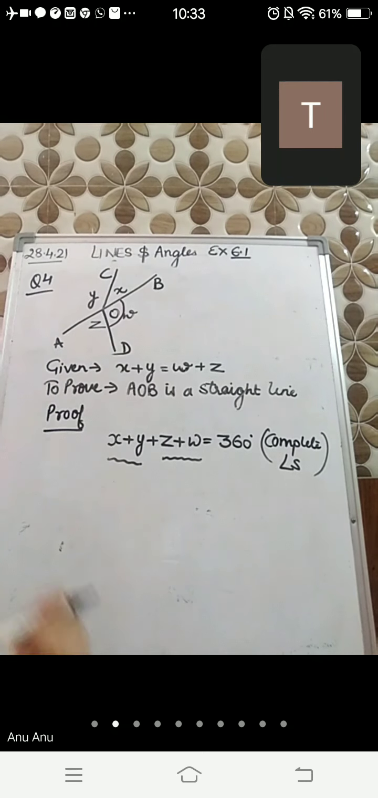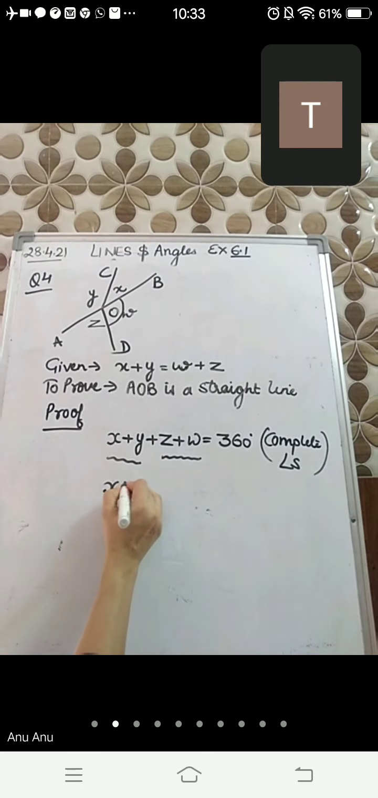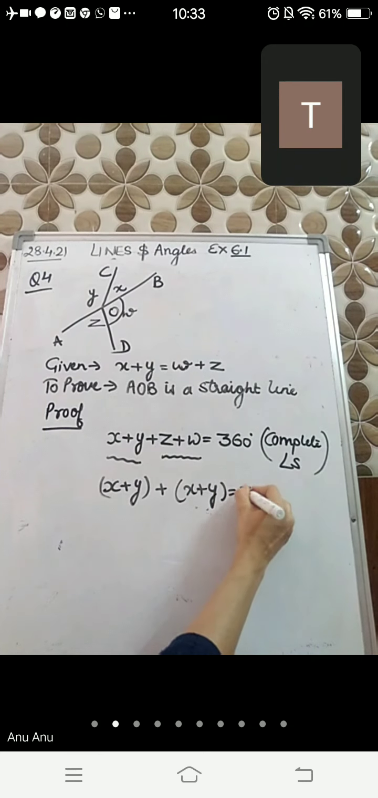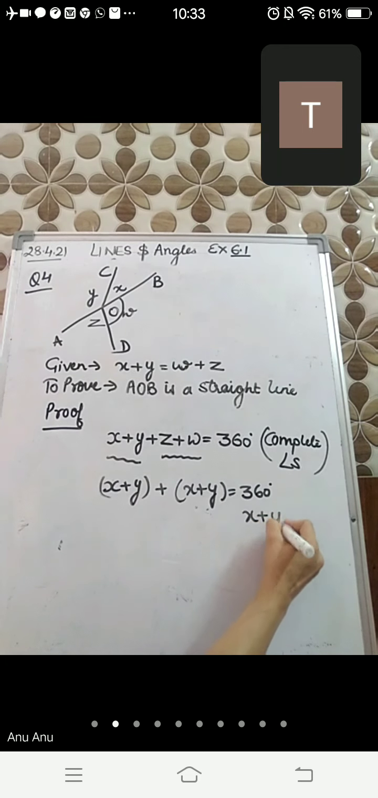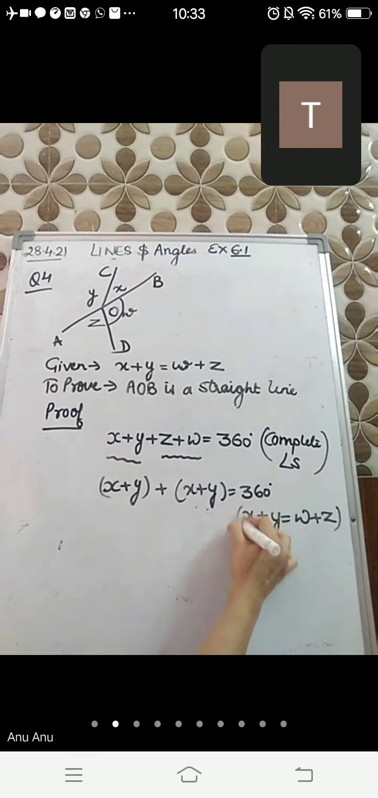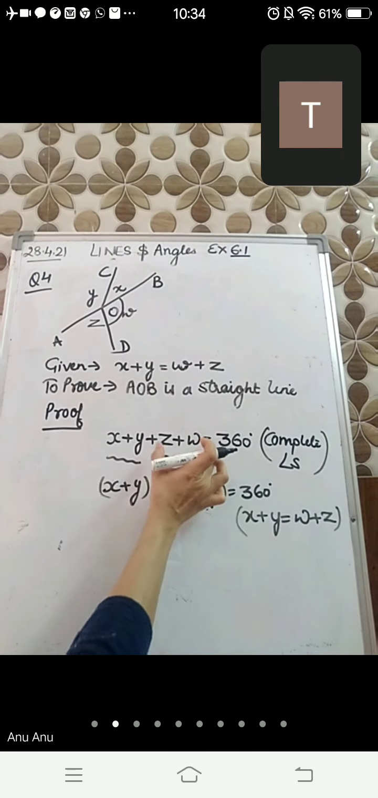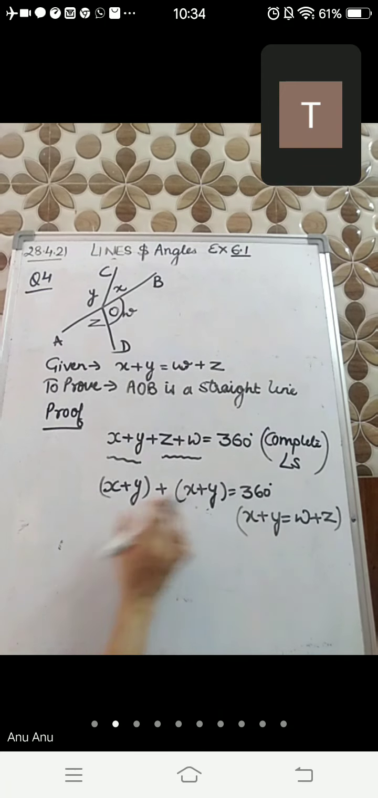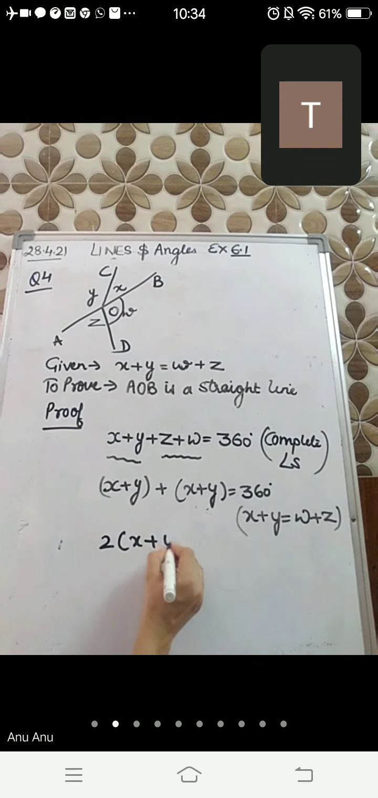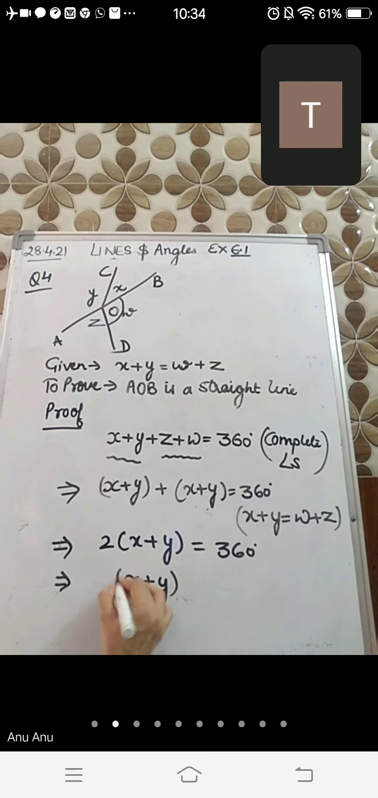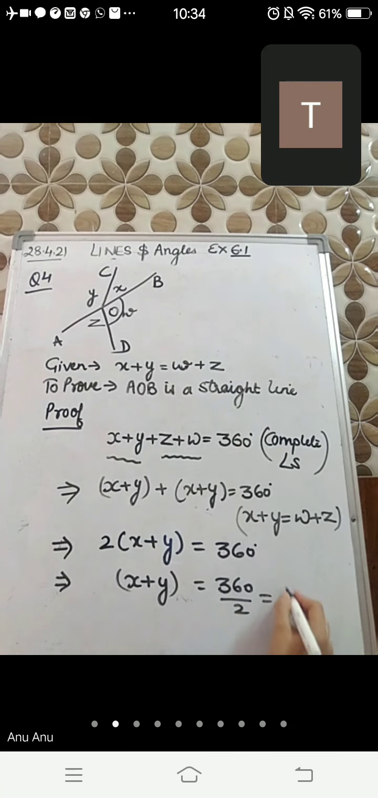They are equal. So can I write x plus y here? Can I replace this angle with x plus y because they are equal? So the reason here is x plus y is equal to w plus z. Is it possible to write like this? Because this angle is equal to x plus y, I have replaced it with x plus y. Now both are the same. So can I write it like this? Twice of x plus y is equal to 360. So this gives you x plus y is equal to 360 by 2, that is 180.